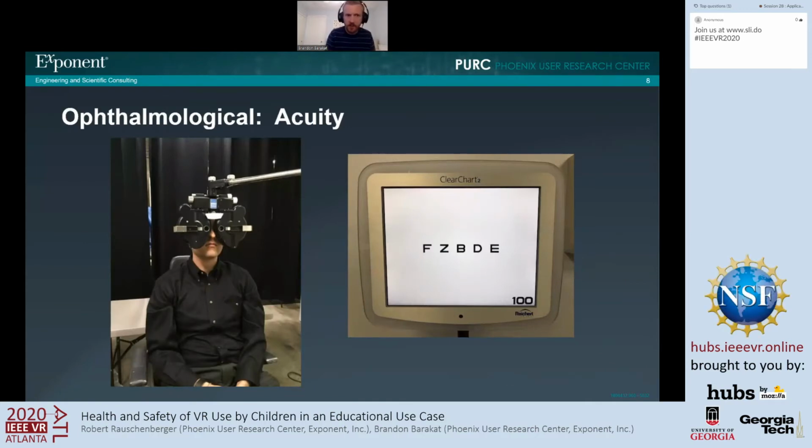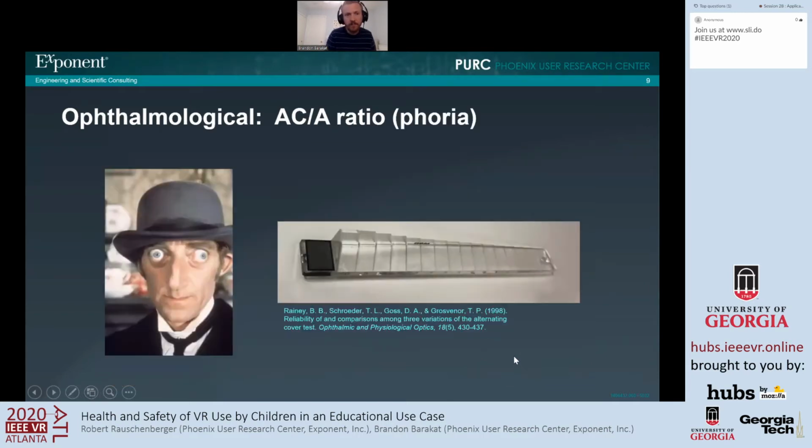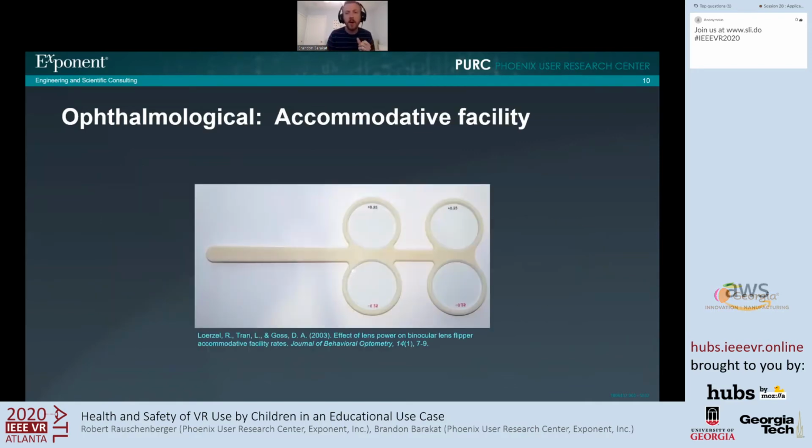So a little bit about the measures that I mentioned. For the ophthalmological measures, we measured visual acuity, both near and far distance, with a 4-opter and a digital Snellen device. For phoria, or ACA ratio, we used something known as the alternating cover test, which provides a measure of the position of the eyes when fusion is disrupted. So this is a measure of vergence, so part of that vergence accommodation conflict. If one of the eyes is deviating either inward or outward, you can get a measure of that, as well as the magnitude to which that's happening.